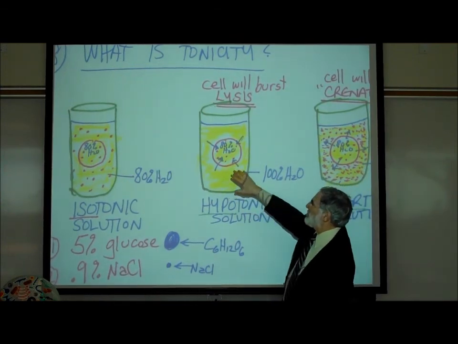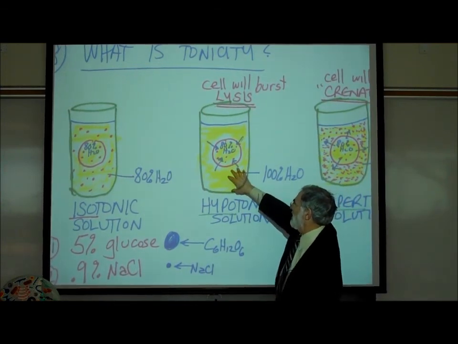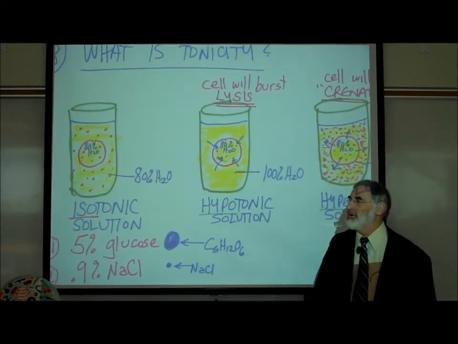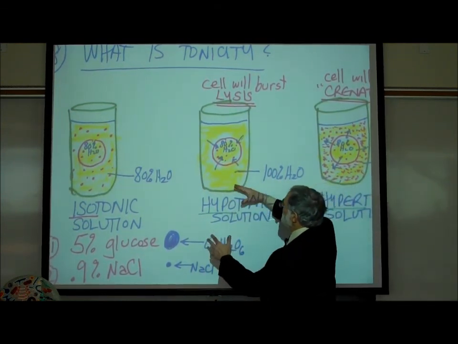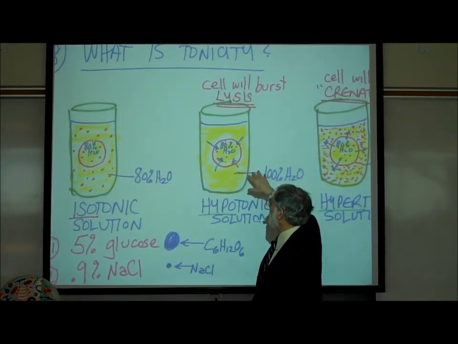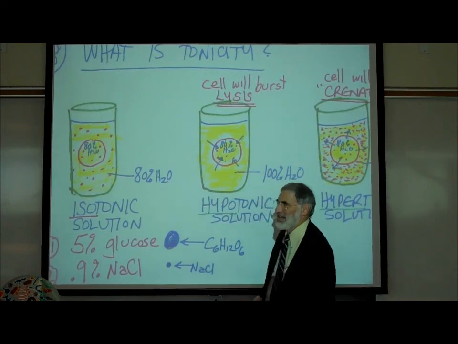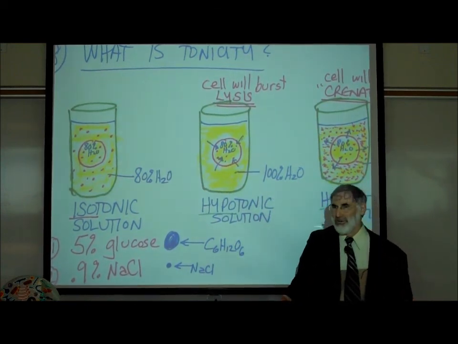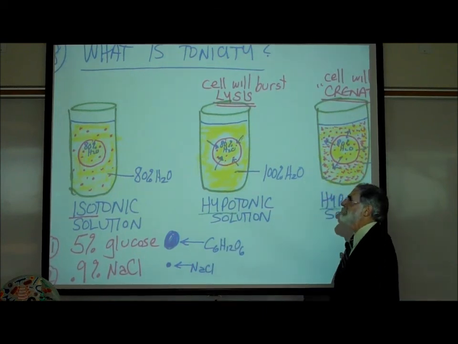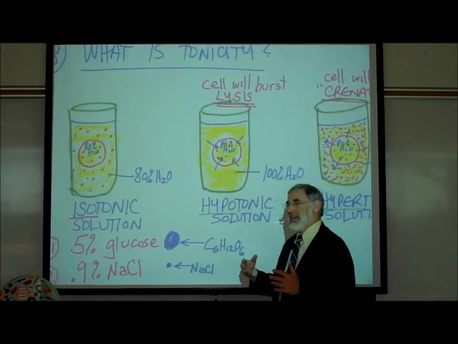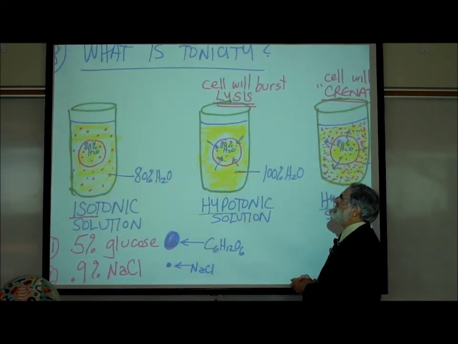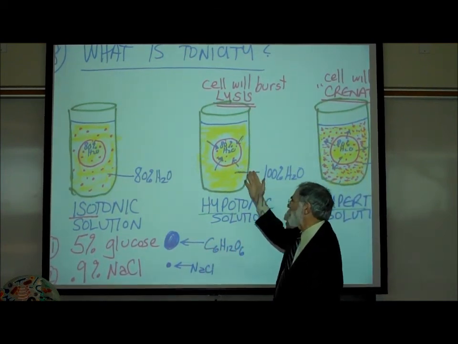Now obviously if it's 100% water on the outside of the cell and 80% water in the inside of the cell, you should be able to see that there's a concentration gradient for water. There's a higher concentration of water outside than inside. So what is water going to do? It's going to diffuse down its concentration gradient into the cell. Remember, anytime water does diffuse, either in or out of a cell, that's called osmosis. So osmosis is going to occur.